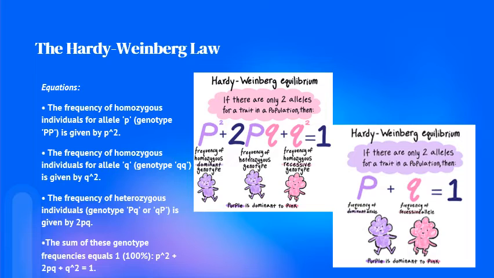So we have p squared, frequency of homozygous dominant, plus 2pq, frequency of heterozygous genotypes, plus q squared, frequency of homozygous recessive genotypes, equals 1. You can also see a clearer picture in the photos that I have provided.